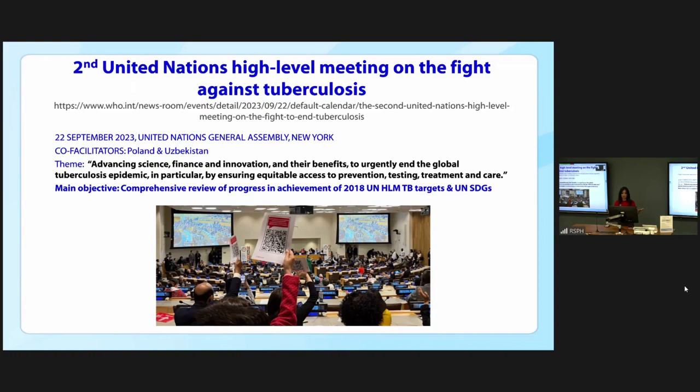So what happened? In 2023, we had the UN high-level meeting on TB, and this was in New York, and it had the specific focus on advancing science, financing, and innovation to end the TB epidemic by ensuring equitable access to prevention, testing, and treatment. And so we reviewed where we were based on the targets set from the first high-level meeting, and then looked at where we needed to go to meet the UN Sustainable Development Goals.